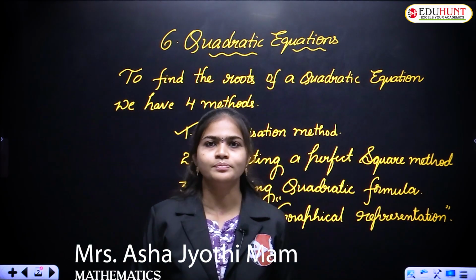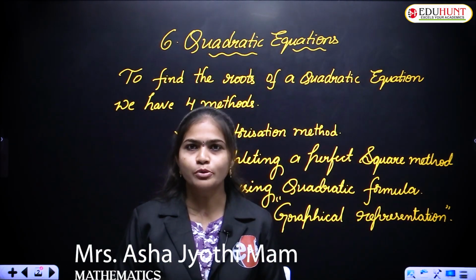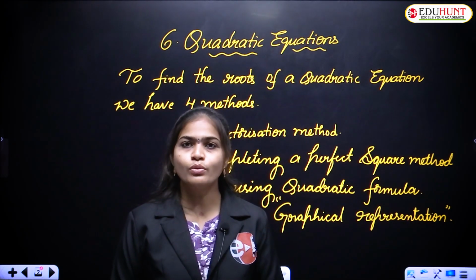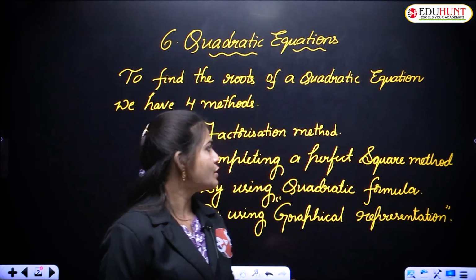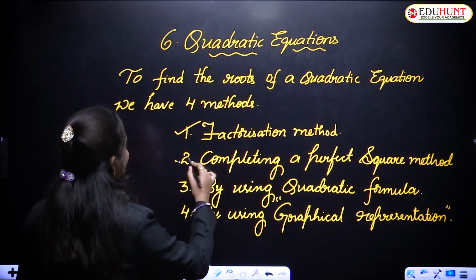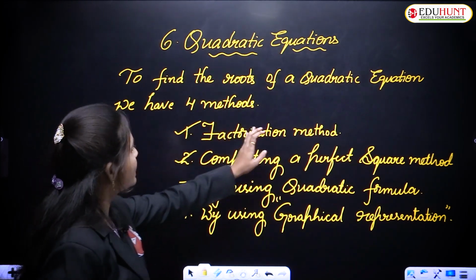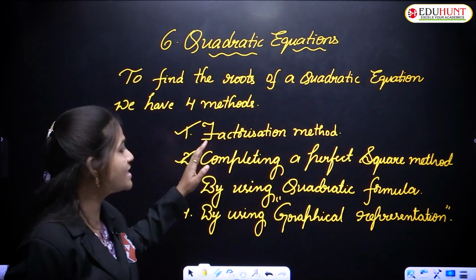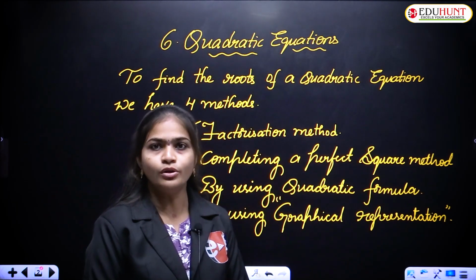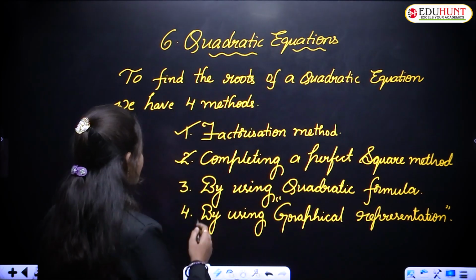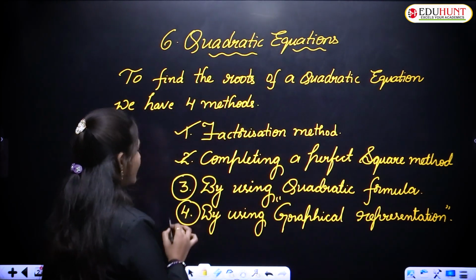So, hi children, in the previous video we discussed two methods of finding the roots of a quadratic equation, right? What are those? One is the factorization method, and another is the completing a perfect square method. In this video we are going to discuss the next two leftover methods.